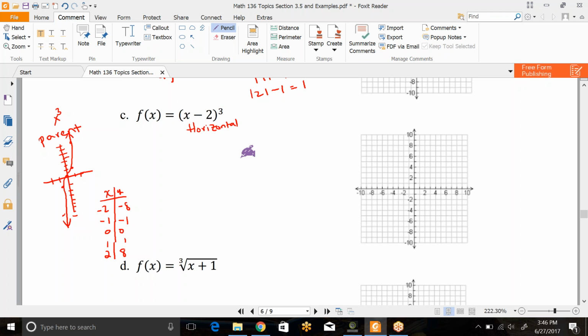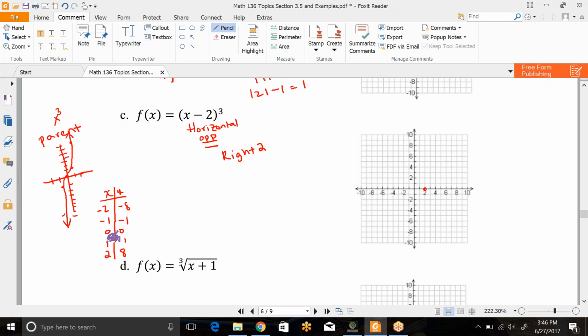That means we're moving either right or left. And you always do the opposite of what you see when you have something inside the parentheses. So even though this is a -2, I'm actually going to move right 2. So if we look at this, 0, 0 needs to move right 2.